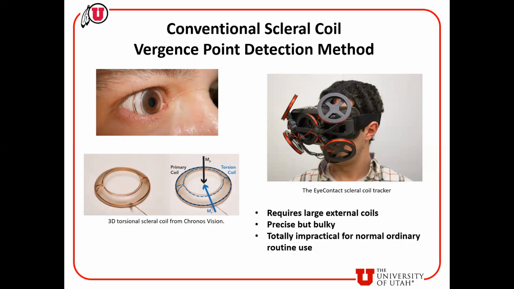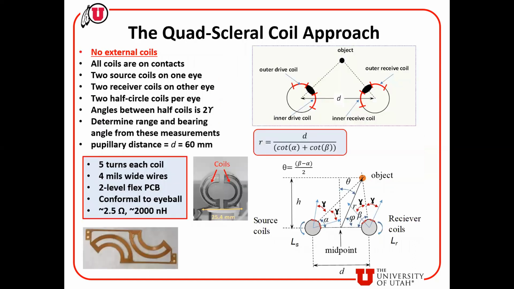In our quad coil approach, we have no external coil, and we determine the two angles using not two but four coils, two half circle coils on each eye. In this system, basically we need to drive coils on one eye and we measure the response on the two coils on the other eye. The basic idea consists of performing at least two measurements of coil voltages on the receiving eye under various drive conditions. From these measurements, we uniquely determine both the angles alpha, beta, and bearing angle theta and the distance r.